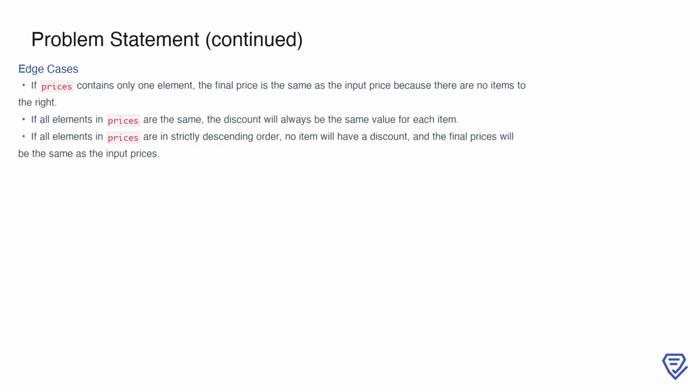It's important to consider edge cases for this problem. For instance, if the prices array contains only one element, there are no items to the right, so the final price is simply the same as the input price. Another case arises when all elements in the array are the same. Here, each item will always have the same discount applied, resulting in consistent reductions across the array. Finally, if the prices are arranged in strictly descending order, no item will have a valid discount because no item to the right will ever be less than or equal to the current item's price. In this scenario, the final prices remain identical to the input prices. These edge cases help ensure that the solution is robust and handles all possible scenarios effectively.